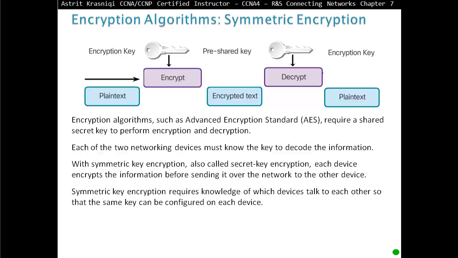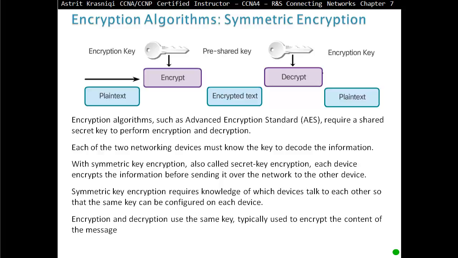Symmetric key encryption requires knowledge of which devices talk to each other, so that the same key can be configured on each device. Encryption and decryption will use the same key, typically used to encrypt the content of the message. Examples of symmetric encryptions are DES, triple DES, and AES. Now, DES and triple DES are no longer considered secure, so we only use AES, or Advanced Encryption Standard.